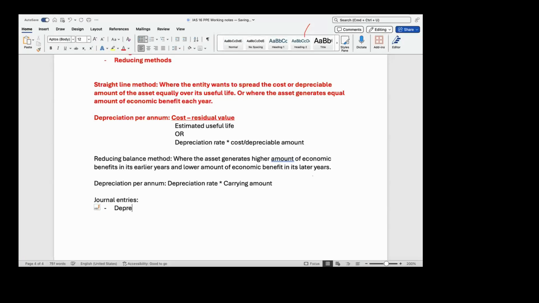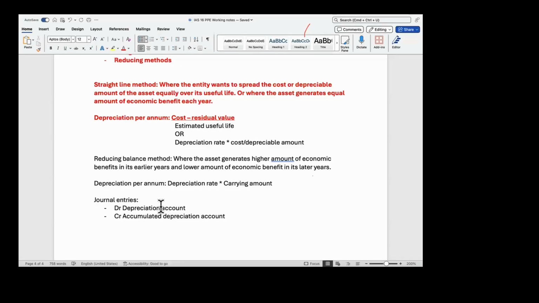Any other trial? Depreciation account and asset account? Yeah, I think the right word is accumulated depreciation account. Thank you, Lukman. Thank you very much. This is the correct one. You debit the depreciation account and you credit the accumulated depreciation account.